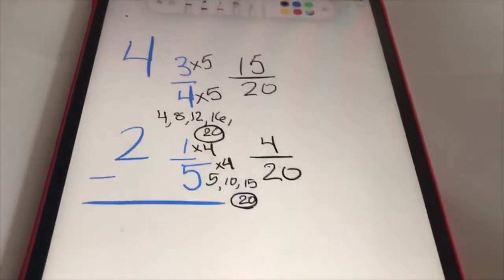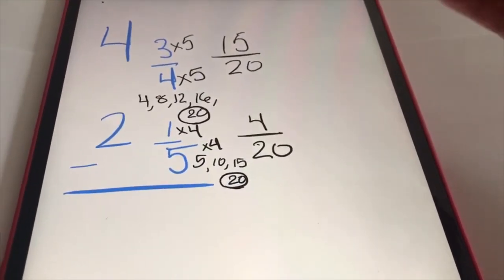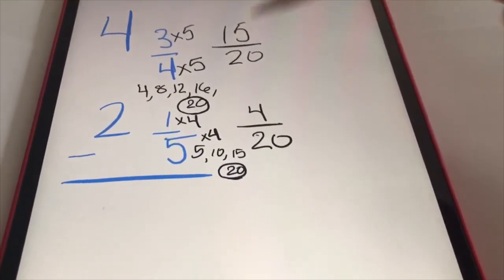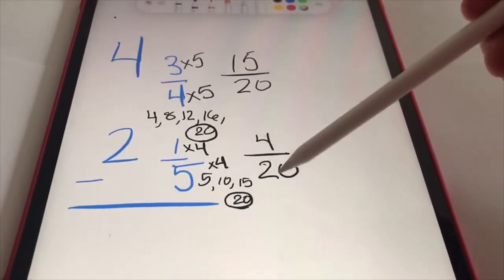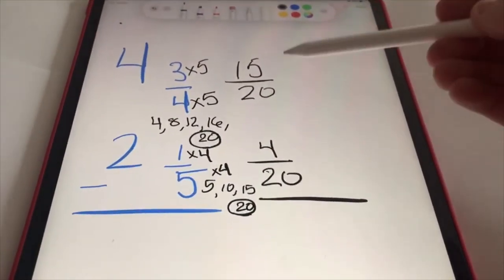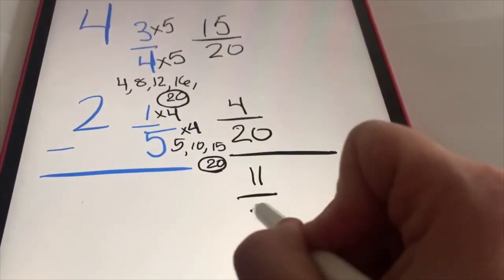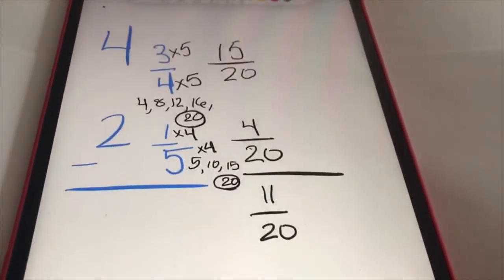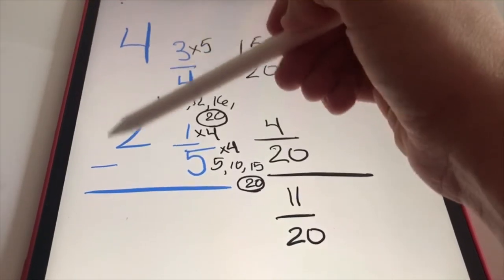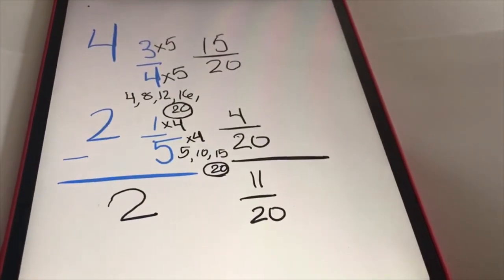okay? So again, always double check, when you have renamed your fraction, is the top number still greater? And 15/20 is definitely greater than 4/20. So I'm going to go ahead and subtract 15 minus 4, and that's 11. Okay, so my fraction is 11/20, and then I'm going to go ahead and come over here and subtract 2 from 4, and that's 2 and 11/20.